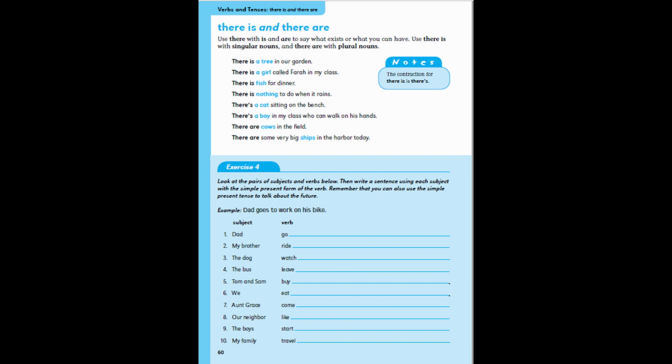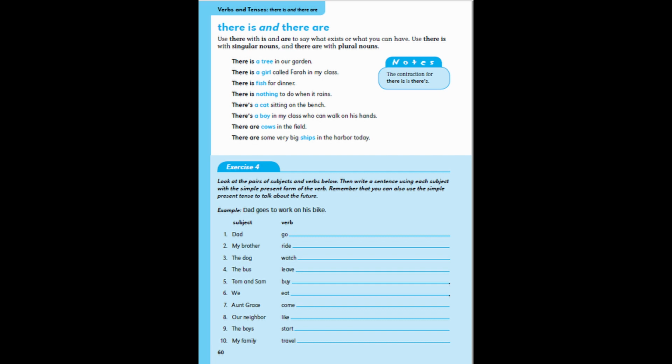All right. So now the next exercise, I know I usually don't talk you through exercises, but now because we're doing tenses, I'll do it for this one. Look at the pairs of subjects and verbs below. Remember that subject, verb, object. These are the sentence structures, things that we talked about in the previous lecture. Look at the pairs of subjects and verbs below, then write a sentence using each subject with the simple present form of the verb.